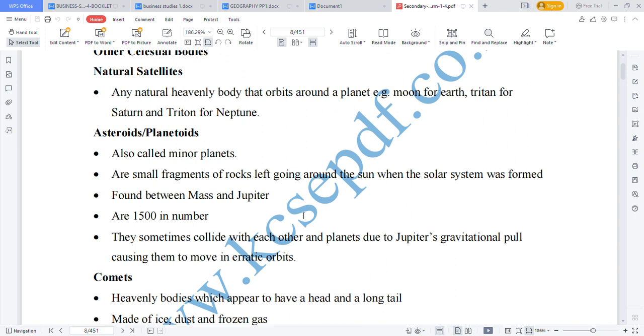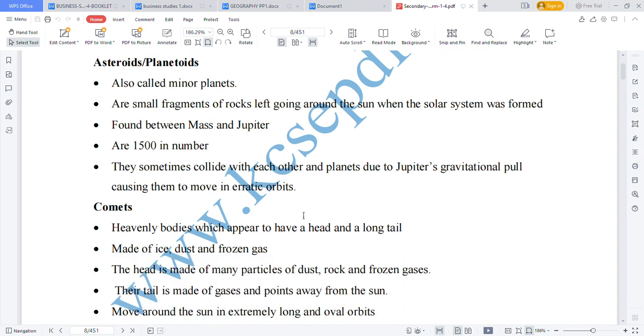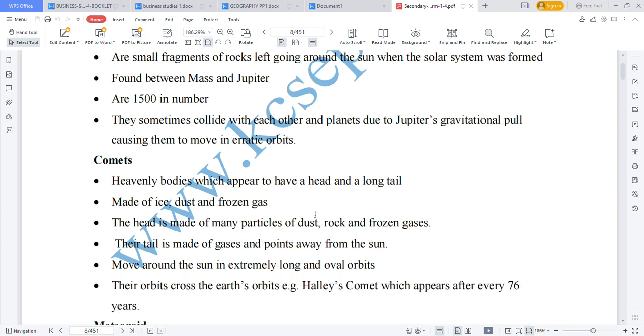small fragments of rocks left going around the Sun when the solar system was formed, found between Mars and Jupiter. They are about 1,500 in number. They sometimes collide with each other due to Jupiter's gravitational pull, causing them to move in erratic orbits. Then you have comets.